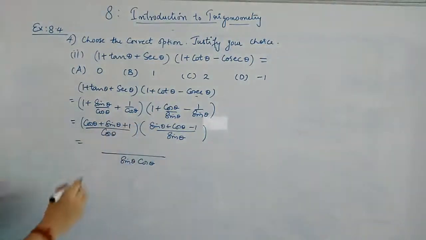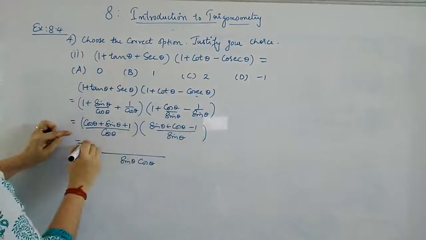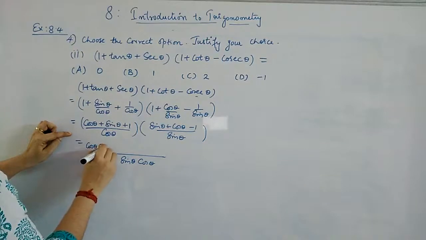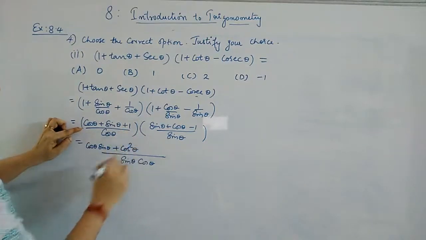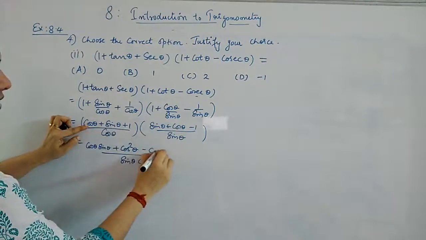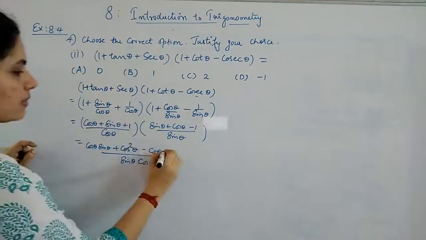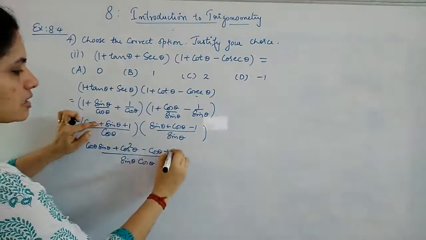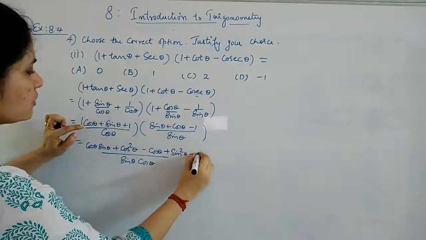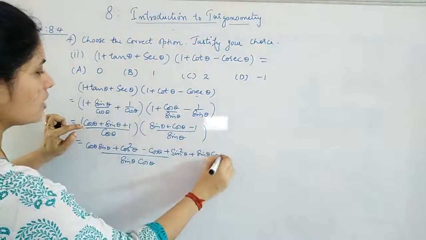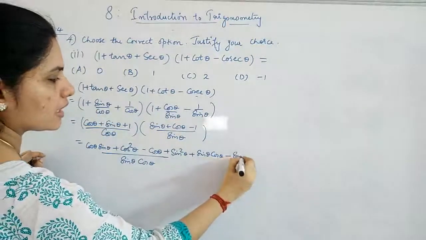Now multiply each term with cos theta. You multiply all the terms, you will get cos theta sine theta plus cos theta into cos theta will become cos square theta minus cos theta. So with cos theta we have multiplied. Now we will go for sine theta. What is sine theta into sine theta? Sine square theta. Then sine theta into cos theta will give you sine theta cos theta, and sine theta into 1 will give you sine theta with minus sign.